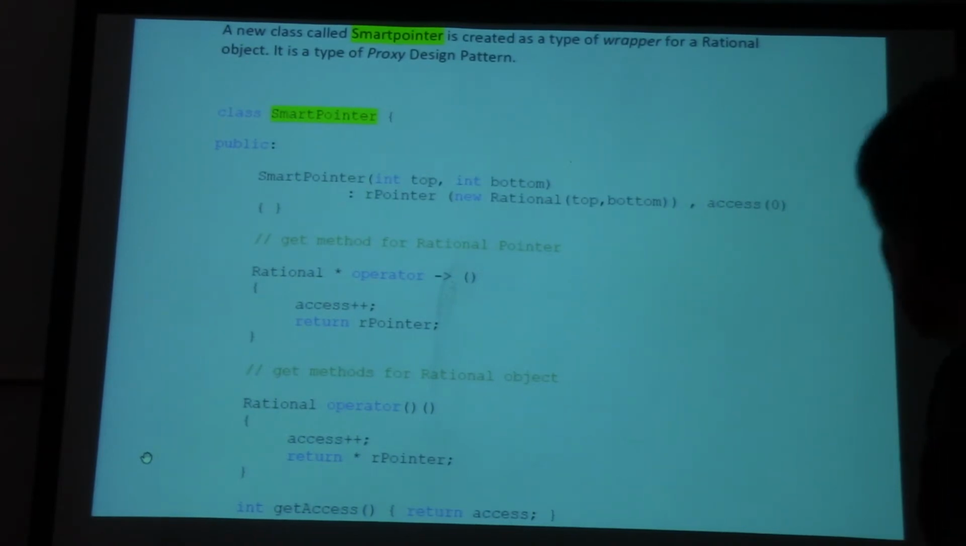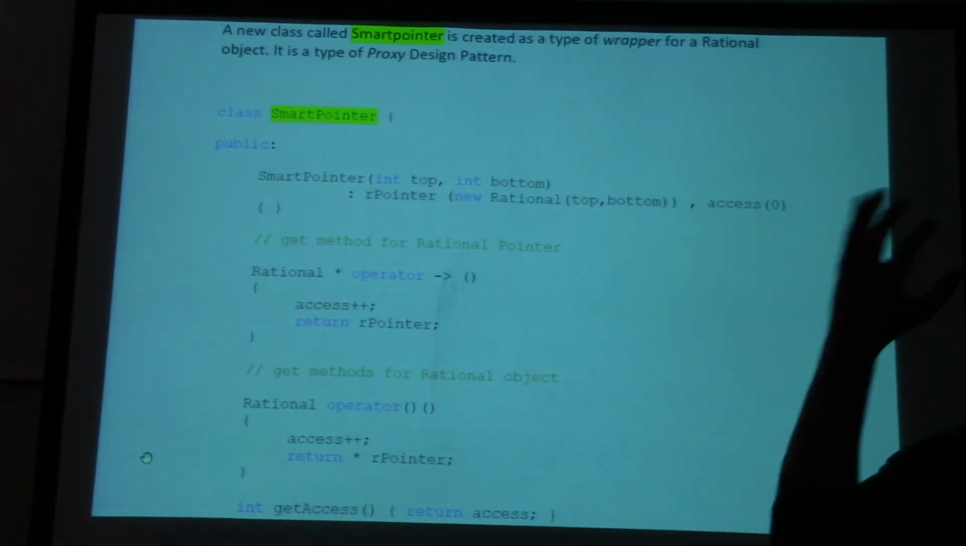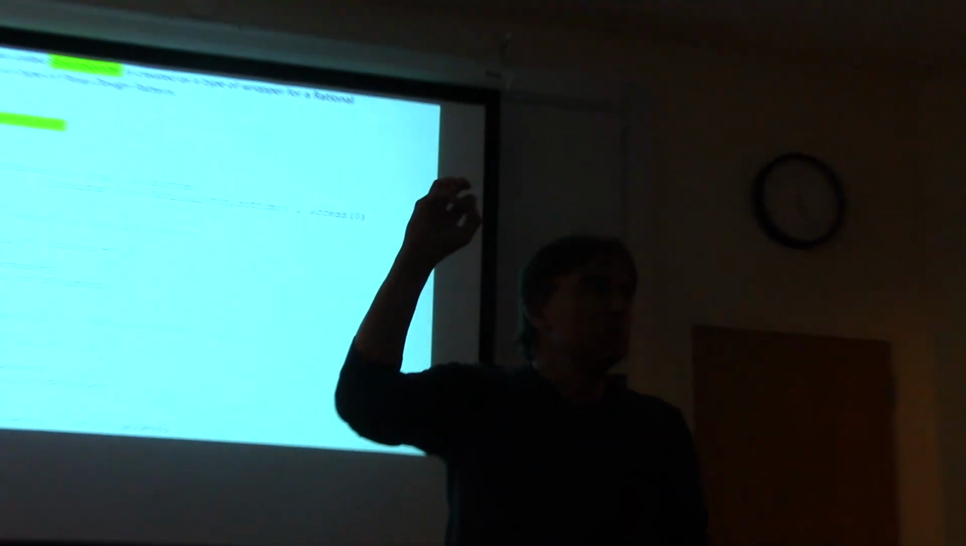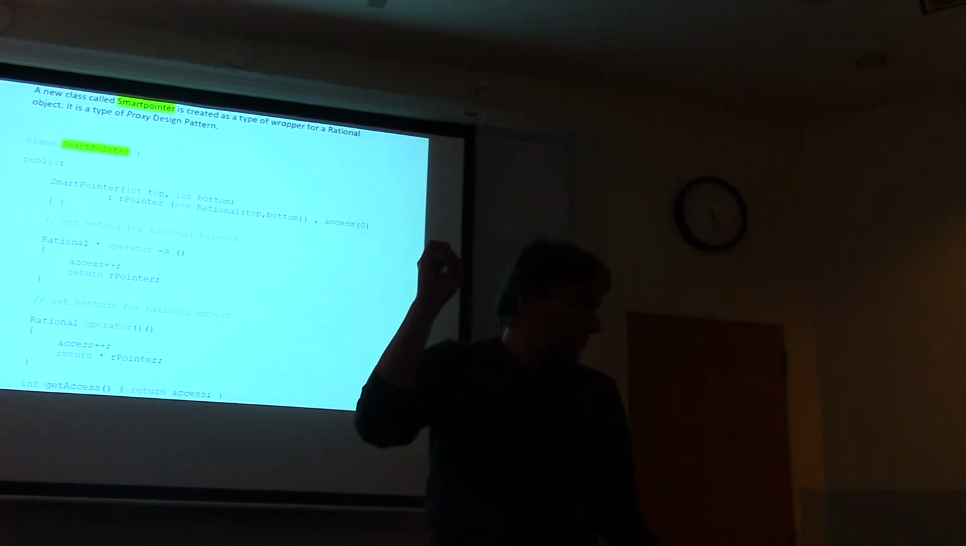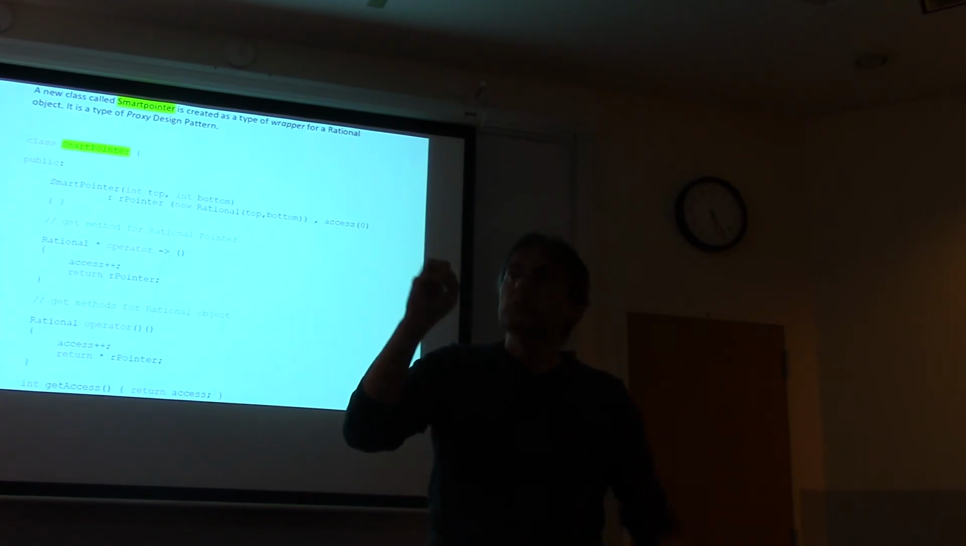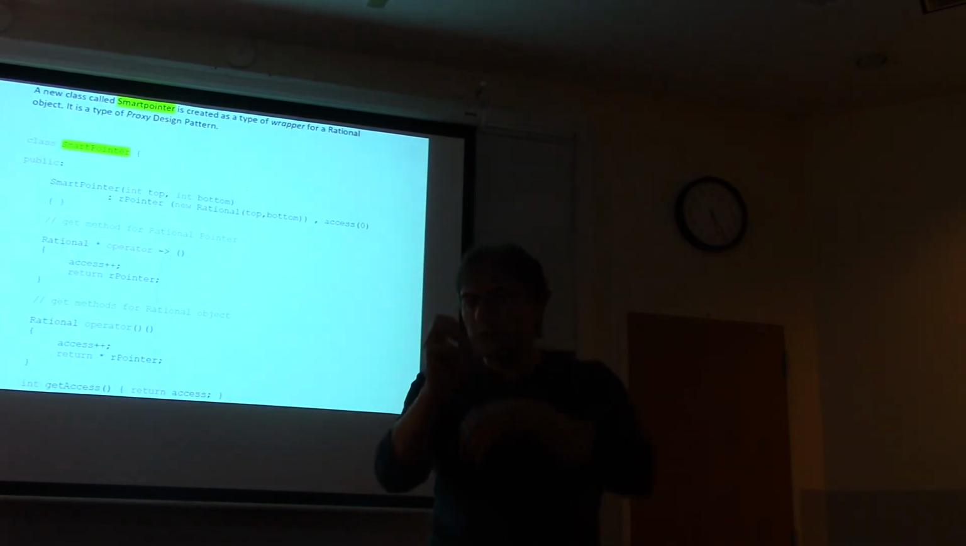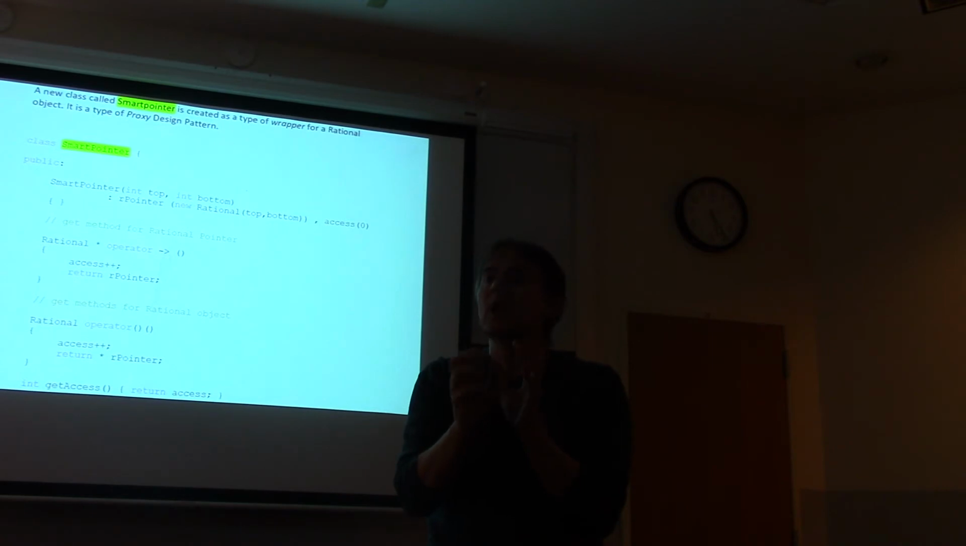The way this proxy pattern works is that you have an object. You do not give the object reference for use. What you do is you wrap the object in another object and you give the access to the outer object.